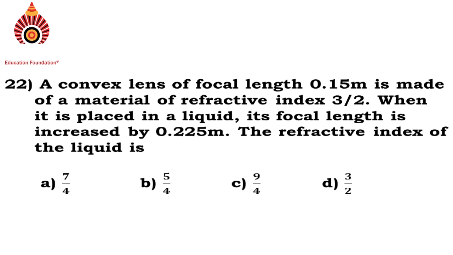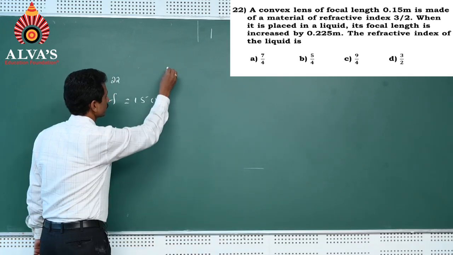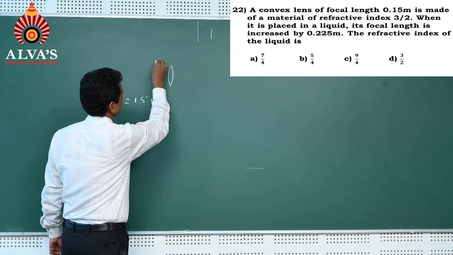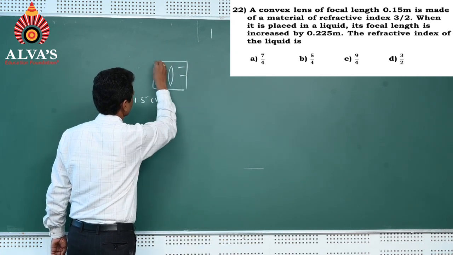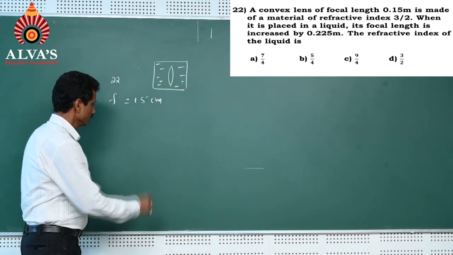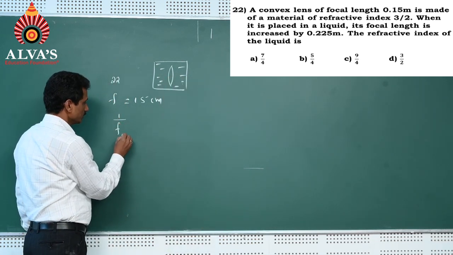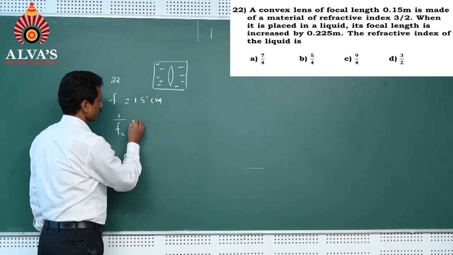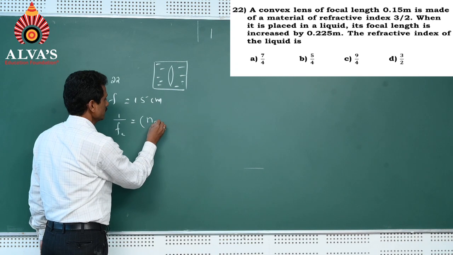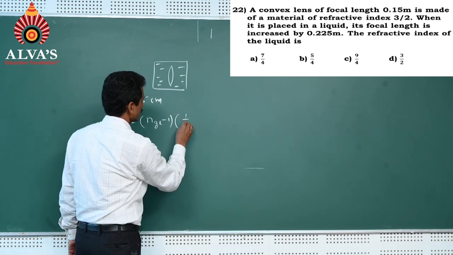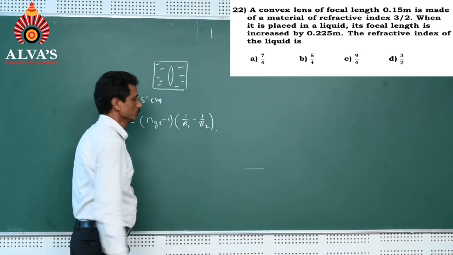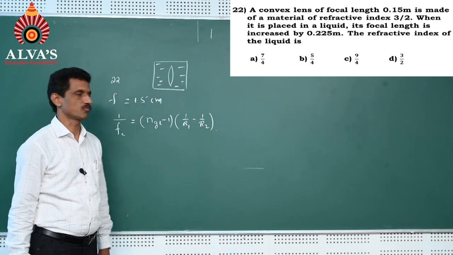A convex lens of focal length 15 centimeter is made of a material of refractive index 3/2. When it is placed in a liquid, its focal length is increased by 0.225 meter. The refractive index of the liquid is? Say a convex lens is immersed in a liquid like this. In that case, focal length of the lens in a liquid is given by NGL minus 1 into 1 by R1 minus 1 by R2. That is the lens maker's formula.